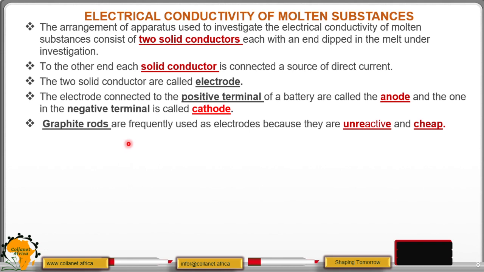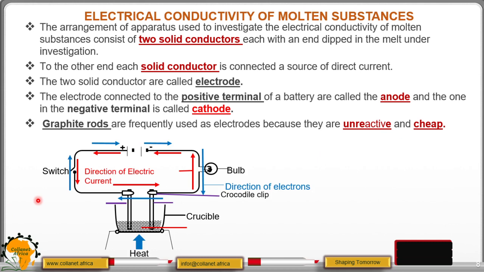Graphite rods are frequently used as electrodes because they are non-reactive and cheap. It is good to note that. Why is graphite used as an electrode? It is because it is non-reactive and cheap.